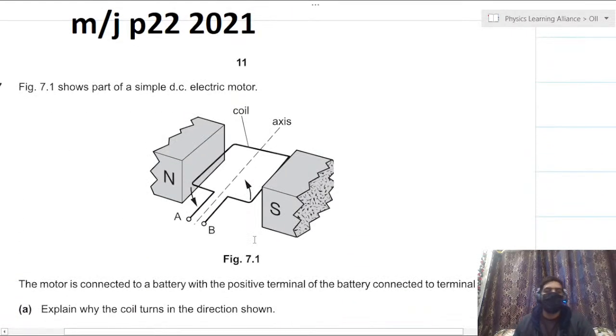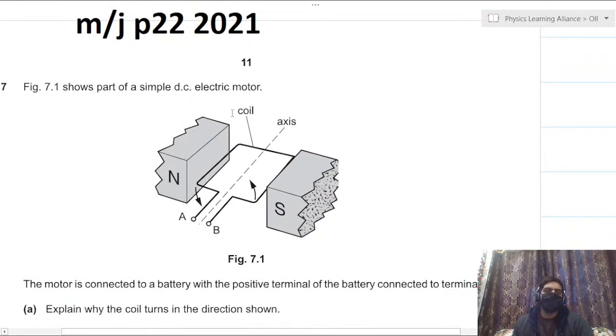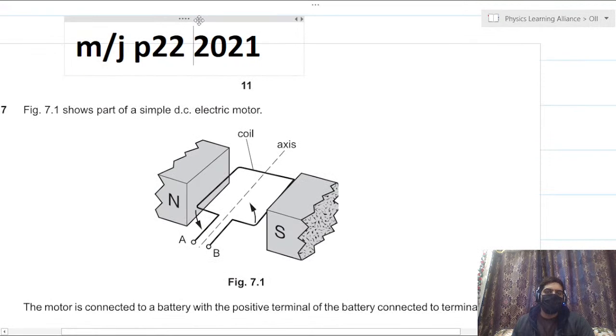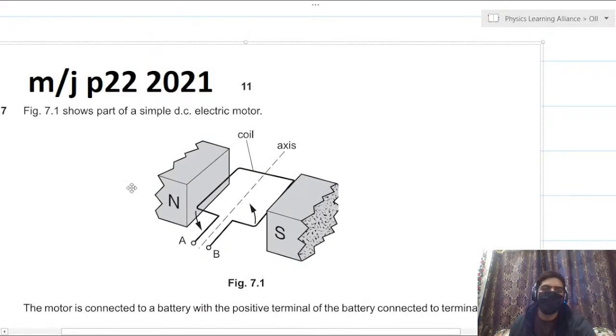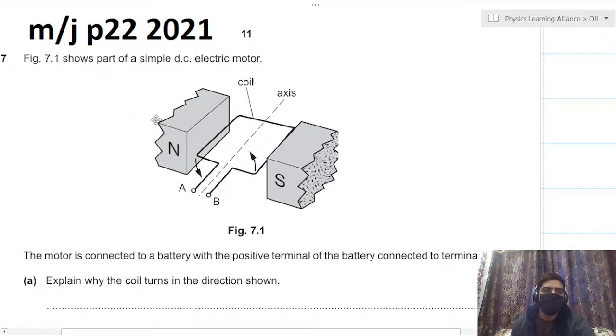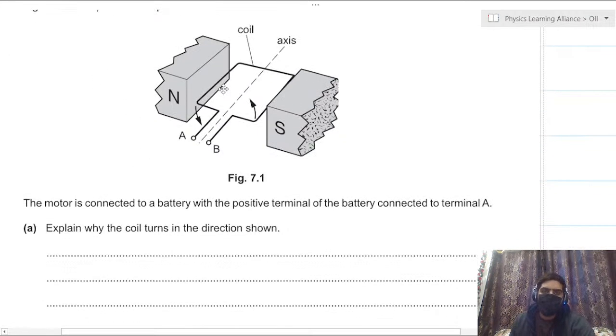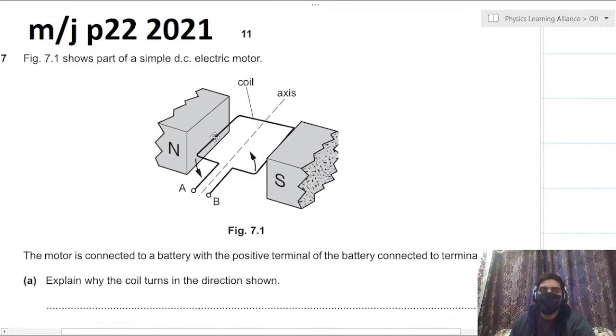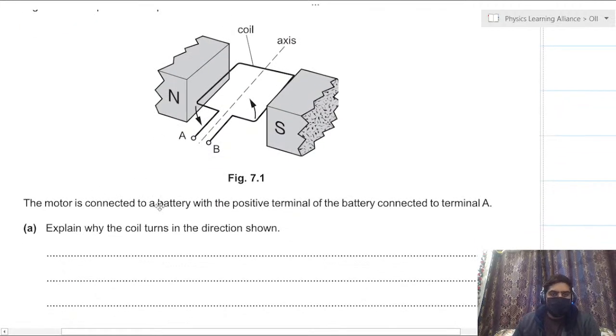Now this is once again another latest question, number 7 from your May June paper 2 2021. Another recent question. It is about the DC electric motor, but all the questions may not be related directly to the DC motor. Some of the parts would be from the facts that we have studied already, like a current carrying conductor experiences a force when you place it in magnetic field. The motor is connected to a battery with the positive terminal of the battery connected to the terminal A. So I can write plus over here and minus over here.